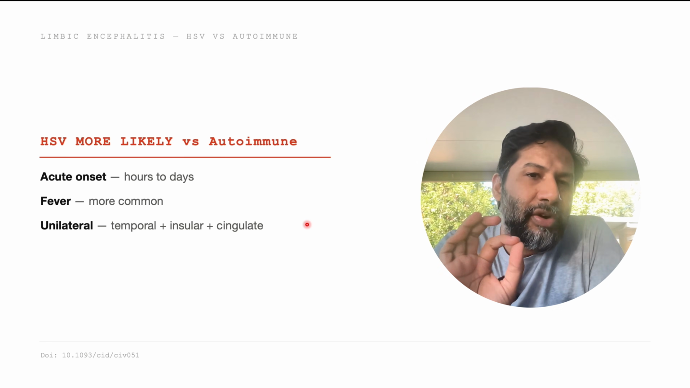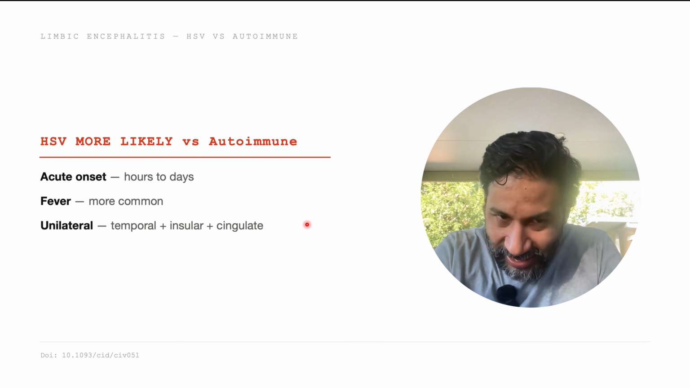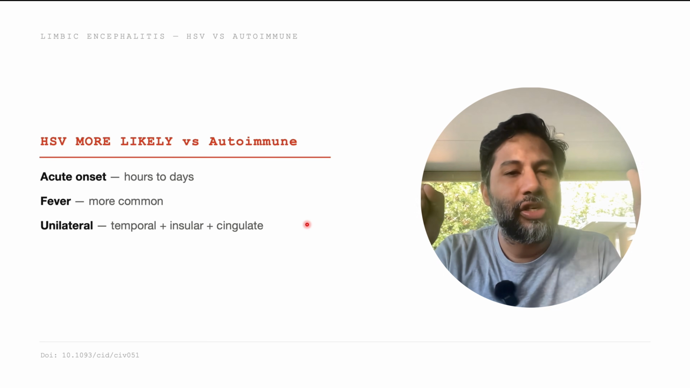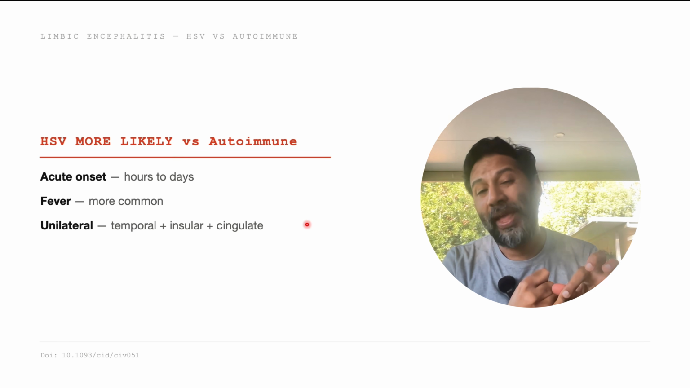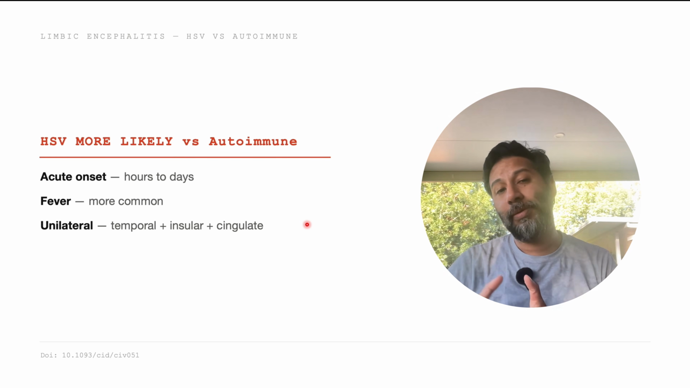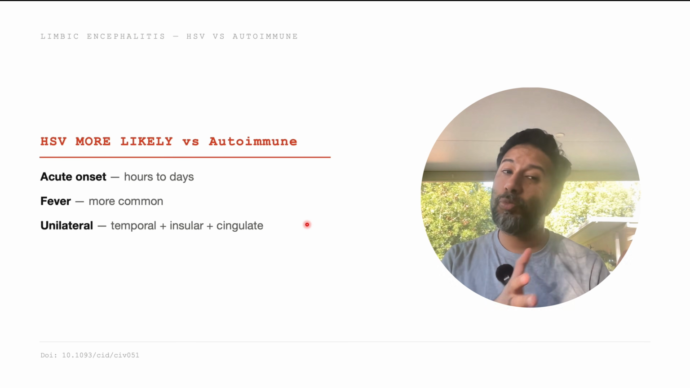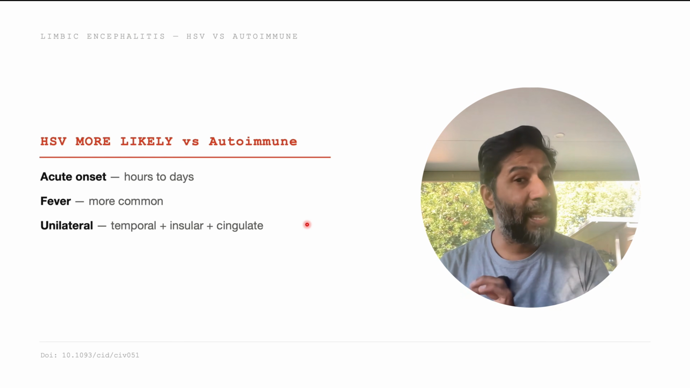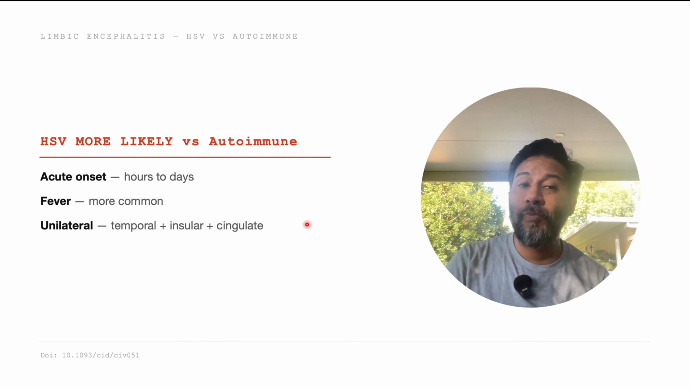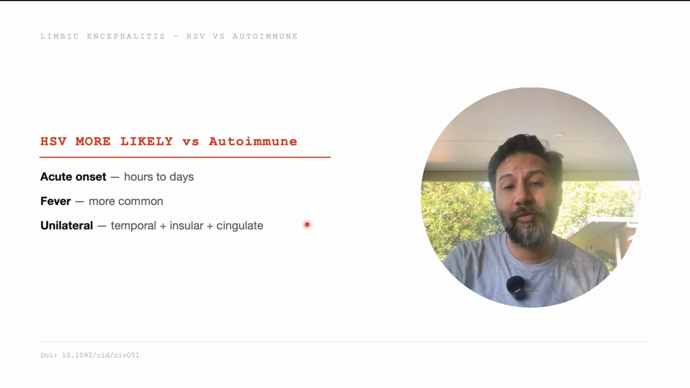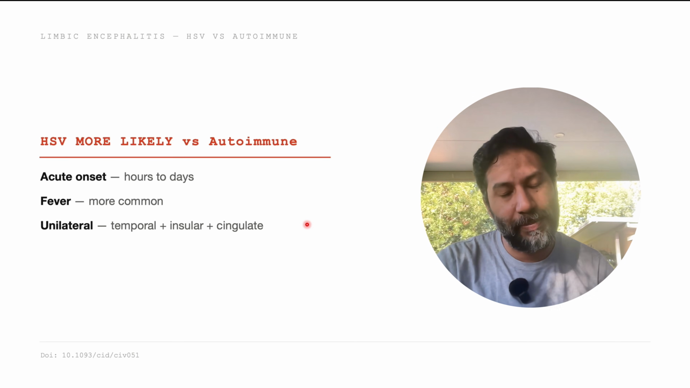The three things that really help you differentiate HSV from autoimmune, and again, these are rules of thumb, so you should not absolutely anchor on this, is that HSV tends to be more acute, hours to days, whereas autoimmune is a bit more subacute, so more like days to weeks. Fever is more common in HSV, though you can absolutely get it in autoimmune. And HSV tends to be more temporal and that insular and cingulate involvement that I told you before. It's spreading up, it's expanding more than just the hippocampus itself.